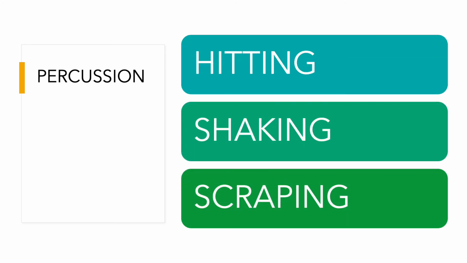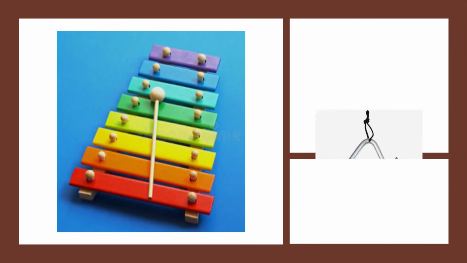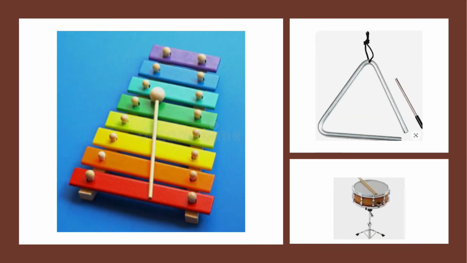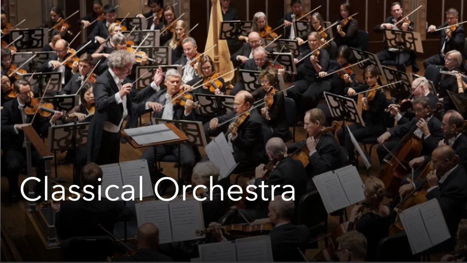Finally, percussion. The percussion family all produce sound either by hitting, shaking, or scraping their instruments. Some examples of percussion instruments would include the xylophone, triangle, and snare drum. These 4 families of instruments combine to make up the classical or symphonic orchestra.